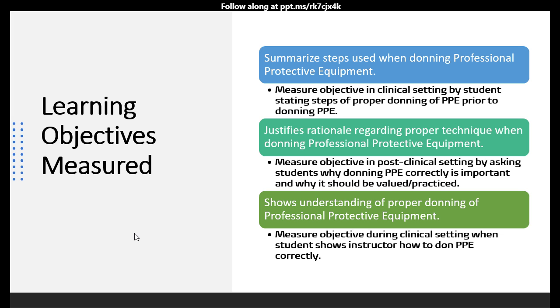To measure the objective of justifying the rationale regarding proper technique when donning professional protective equipment, I would measure this in the post-clinical setting by asking students why donning PPE correctly is important and why it should be valued in practice. And then finally, the final objective was to show understanding of proper donning of professional protective equipment. I would measure this objective during the clinical setting when students show the instructor how to don PPE correctly. And I would make sure each one of them has that opportunity in the clinical setting to show me how to do that.